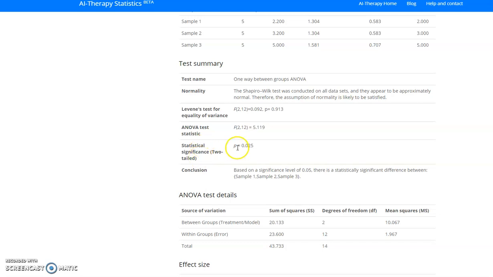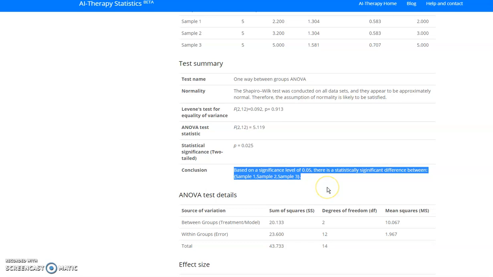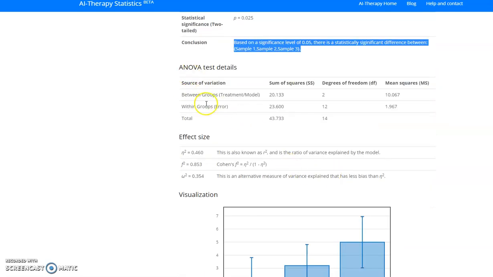And it gives you the ANOVA test statistics. It gives you the significance. That is what we also got. We got 0.025. It even gives you a conclusion that based on the significance level, there is a statistical difference between these samples. Now, it doesn't tell you where, it's not doing a post hoc or anything for you, but at least it's giving you the statistics. So this is really good data over here. And then you have between groups, within groups. Here's your degrees of freedom. This is your sum of squares and mean squares.